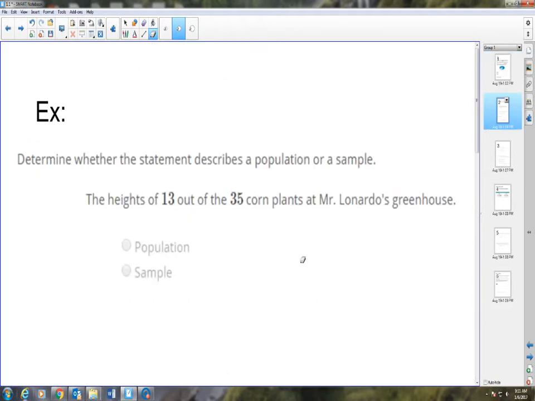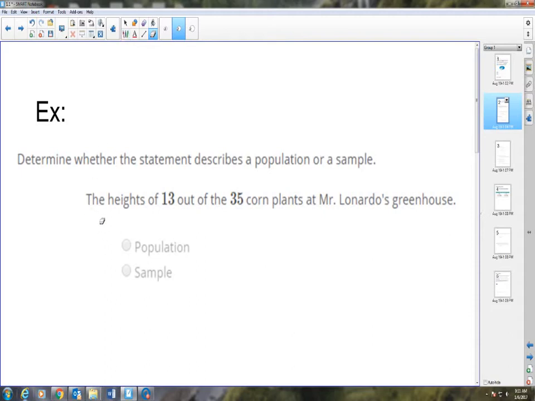Alright, let's try some examples here. Determine whether the statement describes a population or a sample. This problem is a little bit tricky because you've got to read the entire statement and think about whether the numerical value here is describing a population or a sample.